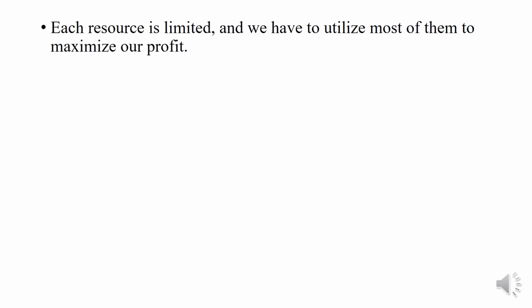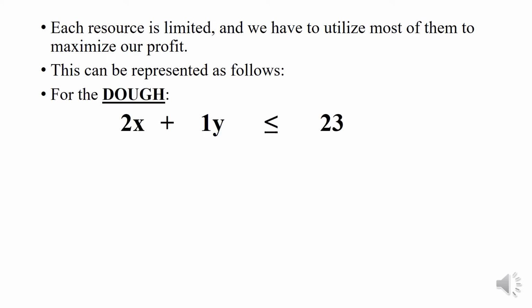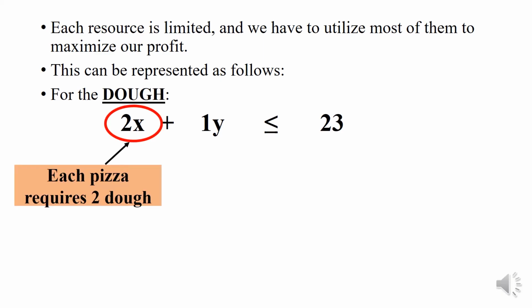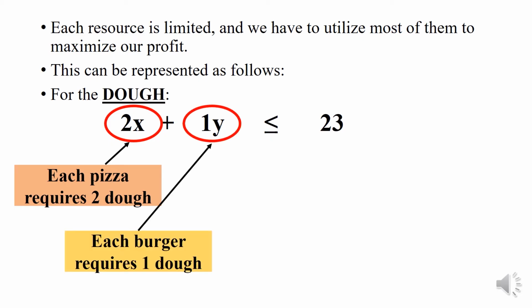So each resource is limited, and we have to utilize most of them to maximize our profit. These can be represented as follows. For example, in the case of the dough, we will have 2x plus 1y lesser than or equal to 23. Remember that x represents pizza, and then 2x because each pizza requires 2 dough. Then we have 1y because each burger, which is the y, requires 1 dough.